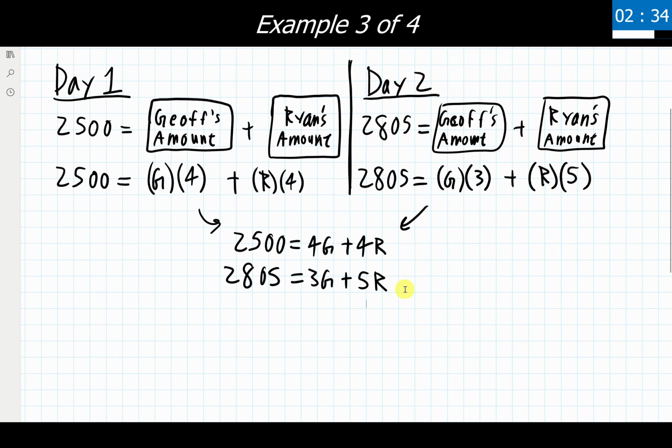With this system, I'm going to go ahead and multiply the first equation by something, second equation by something. I'm going to work to eliminate the g's here. So what's the lowest common multiple between 4 and 3? I think it's going to be 12.